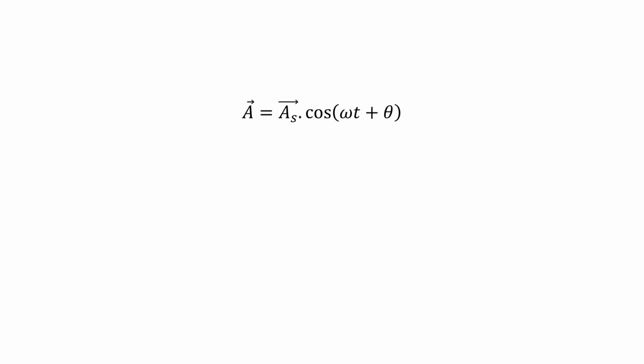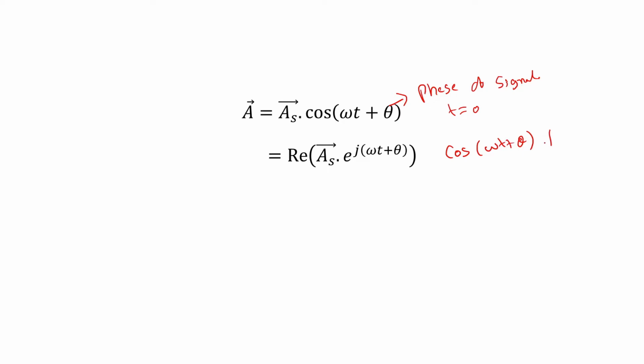Let us have a vector field A bar which equals A s bar times cos omega t plus theta, where theta is the phase of the sinusoidal signal. That is, the value of the field at time t equals 0. Now, this can be written as the real part of A s times exponential of j omega t plus theta, because exponential of j omega t plus theta is cos omega t plus theta plus j sin omega t plus theta. If I consider the real part of it, the real part is only cos omega t plus theta.